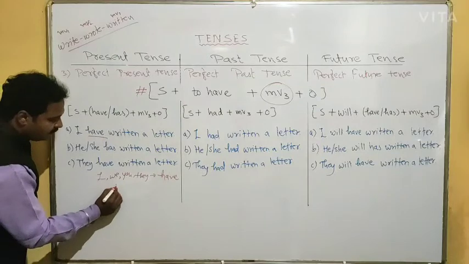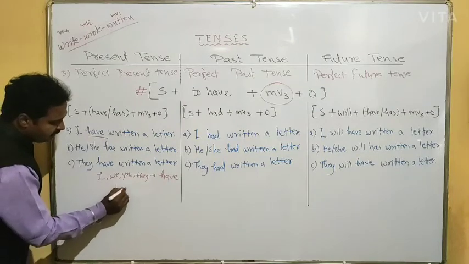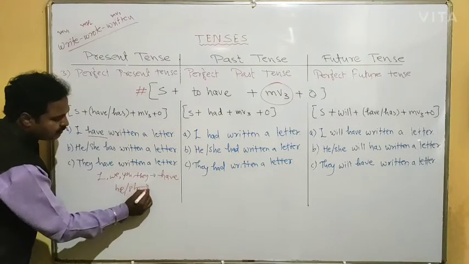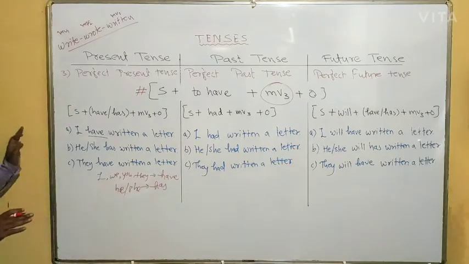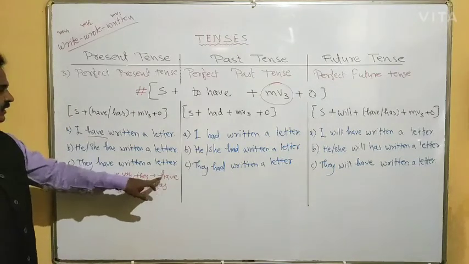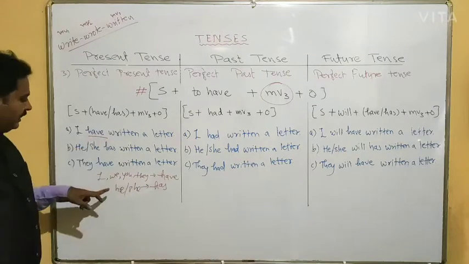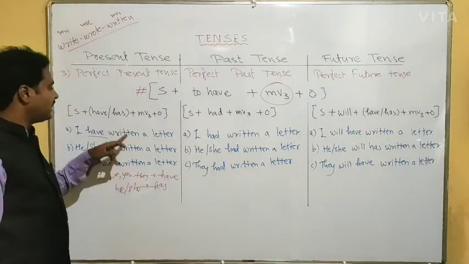On the third form, if he or she is there, then use has. Simple rule: if I, we, you, they is there, then use have. And if there is he or she, then use has.